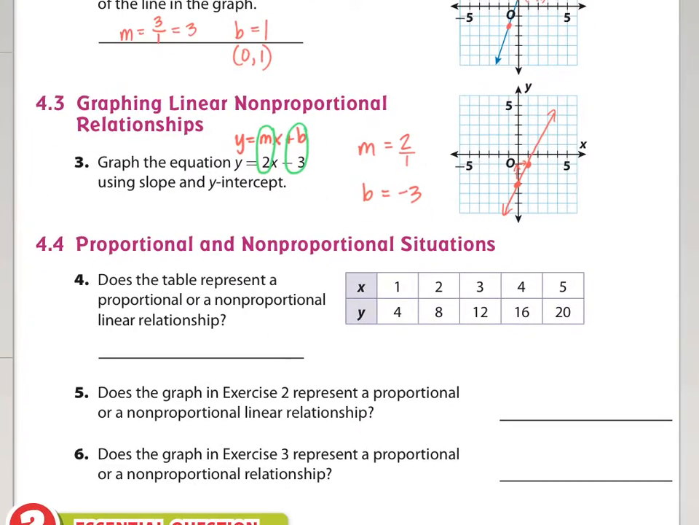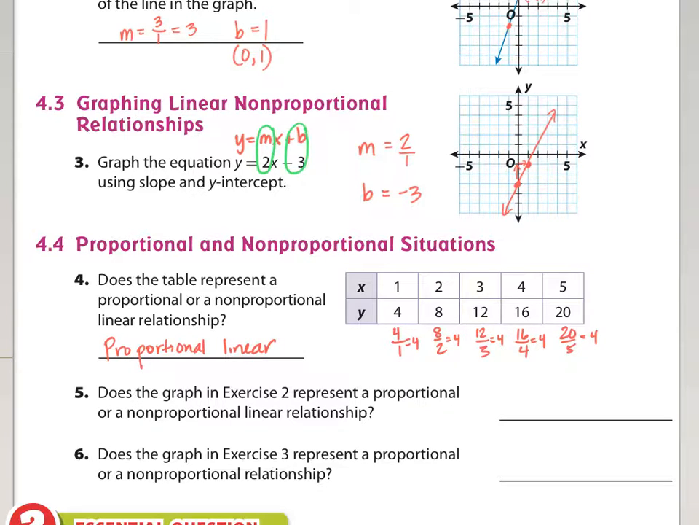Number 4, does the table represent a proportional or a non-proportional linear relationship? I can do so by, remember, doing y divided by x. So 4 divided by 1, 8 divided by 2, 12 divided by 3. You have to check all of them. Remember, I've said this before. You have to check all of them. Do all of these give you 4? Because I know the first one does, that one does, third one does. Yeah, it looks like they all do. So this is proportional and linear, a proportional linear relationship.